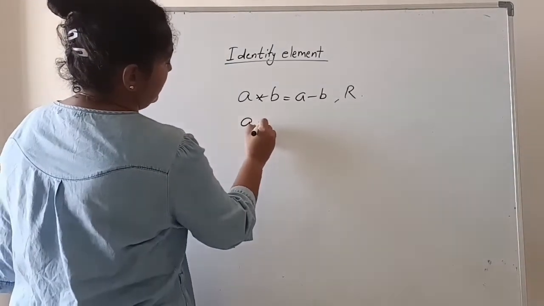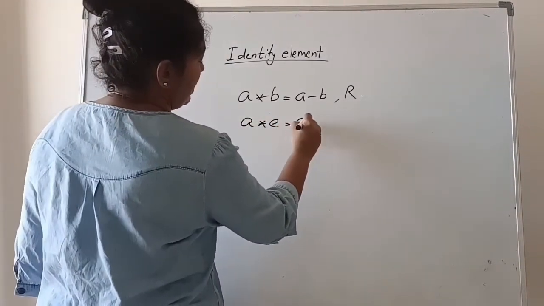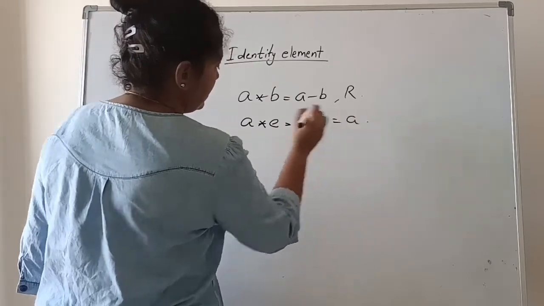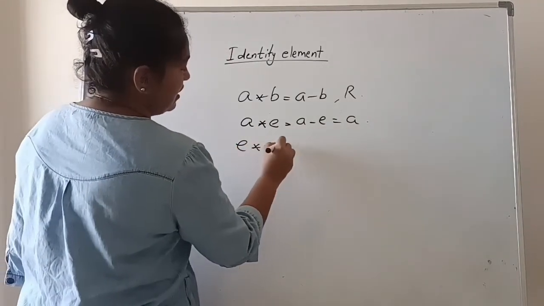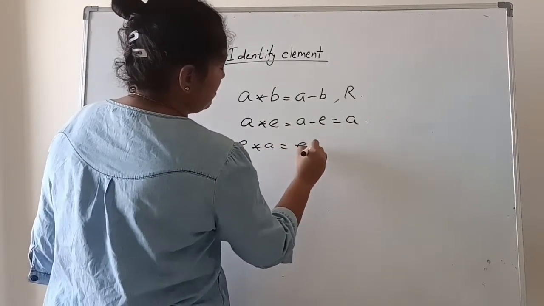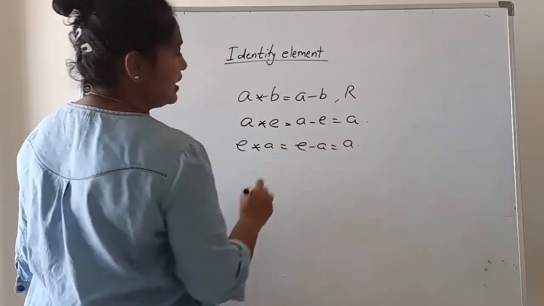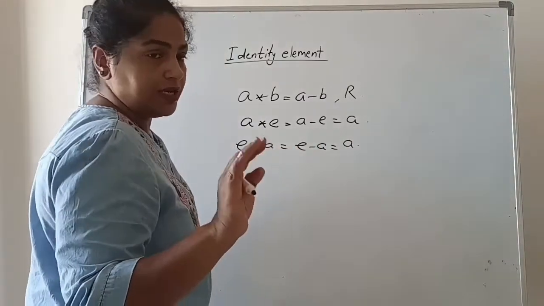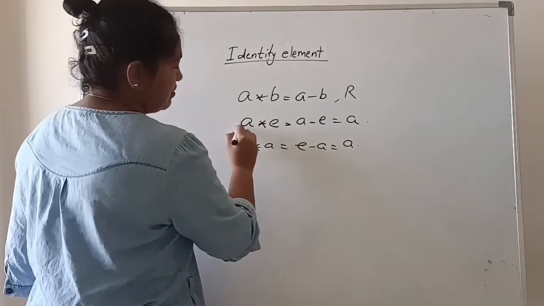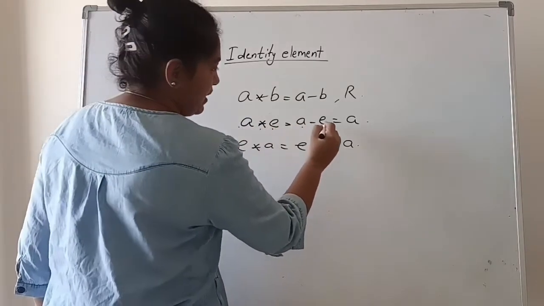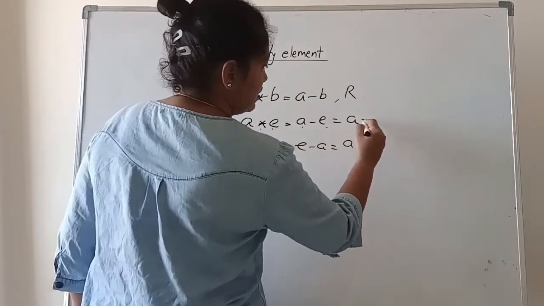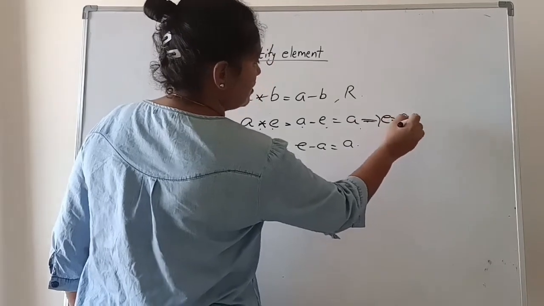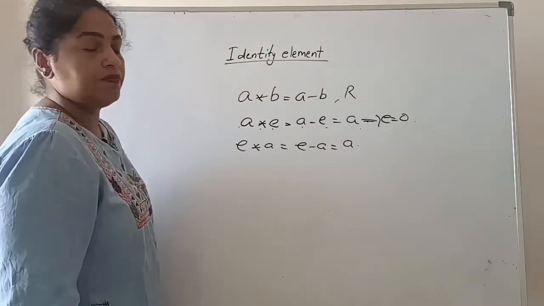So, A binary E is equal to A minus E. It should be equal to A. And E binary A has to be equal to E minus A, which is also equal to A according to the condition for an identity element. So, from the first statement, A binary E is equal to A minus E, which is equal to A. So, what is the value of E? E is equal to 0.